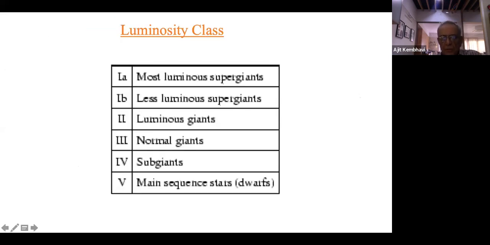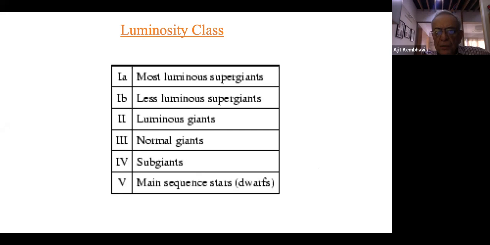And then there's something called a luminosity class, which I'll explain the significance of in a moment. There are 5 luminosity classes. On the top, class 1 is the most luminous supergiants, and then at the bottom you've got the main sequence stars, which are called dwarfs.